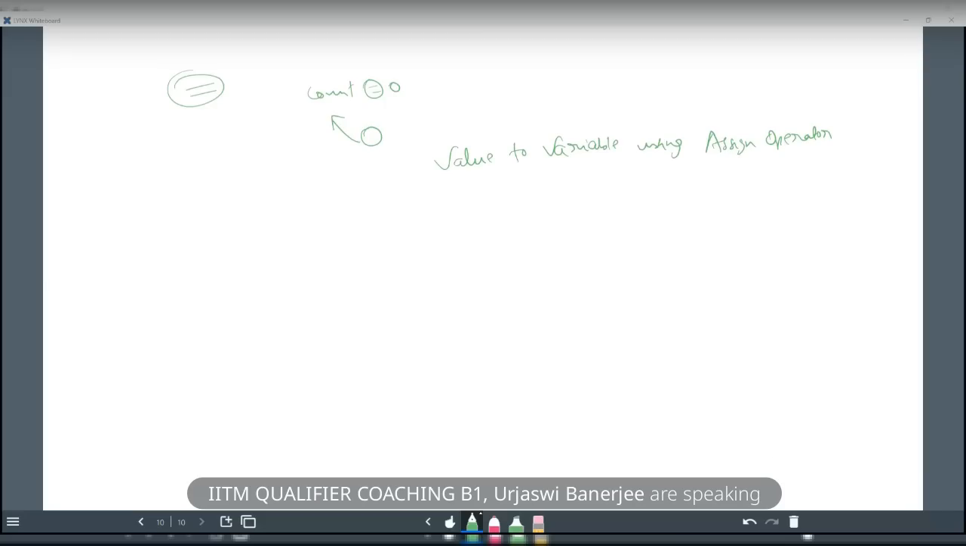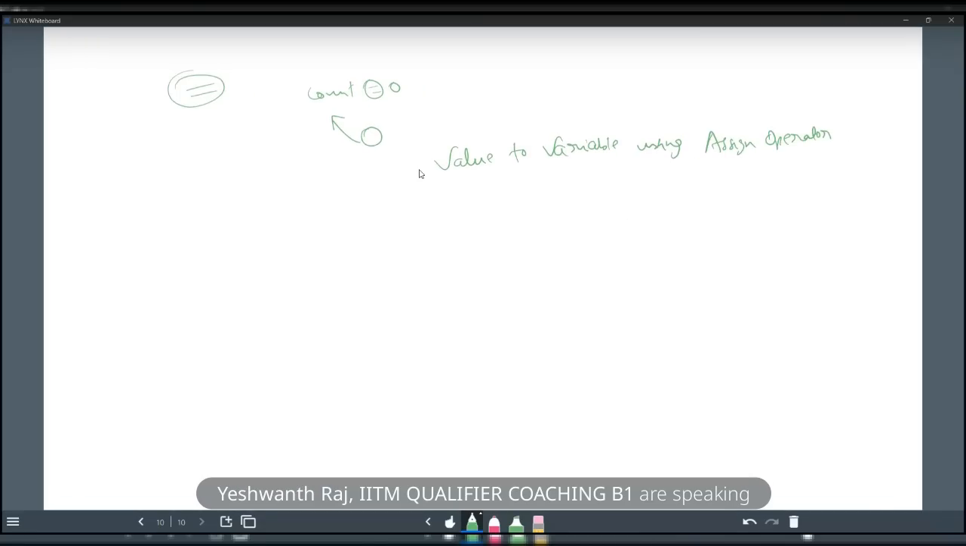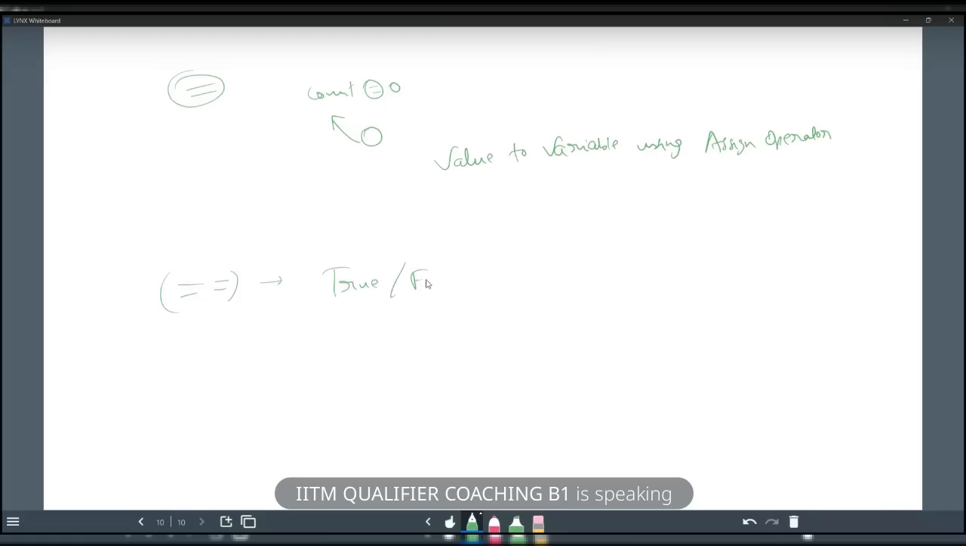Yes, sir. Are you having any other doubts? Sir, I have a doubt in the equality operation. Yeah, fine, that would also be fine. The equality operation has 2 is equal to symbols, and the general result of this equality operation is either true or false.